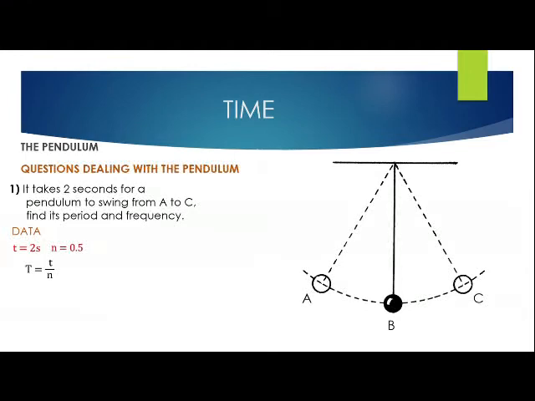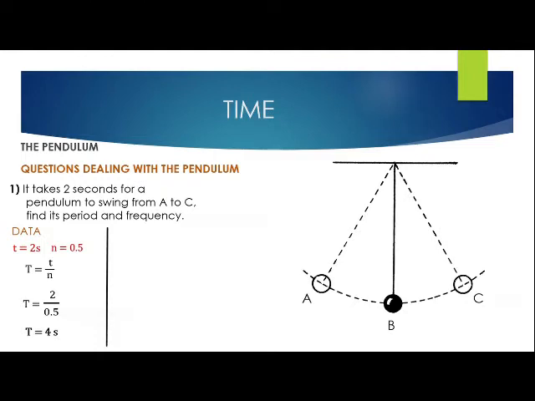Now let's look at how we can find the period. To find the period, we simply first state our formula, which is T is equal to t over n, and then plug in our values. 2 divided by 0.5, and our period will be 4 seconds.